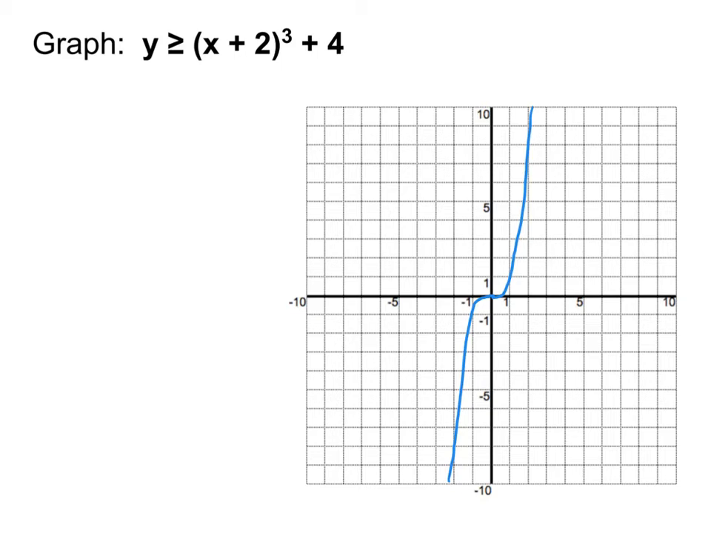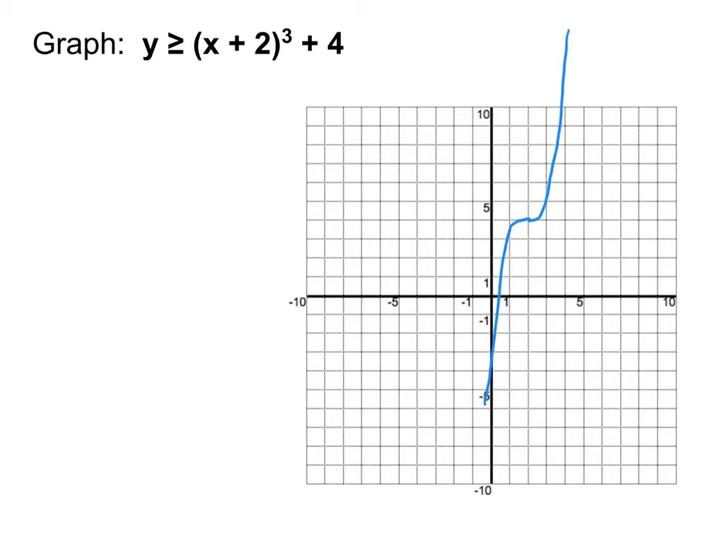And you notice here is x plus 2 cubed. Remember, the plus 2 sitting inside of the parentheses means it's going to be moving it to the right 2. So I'm going to take my graph and move it to the right 2 units. And then the plus 4, hanging on the end, tells me that I'm going to be shifting the entire graph up 4 units. And so that ends up being my graph.